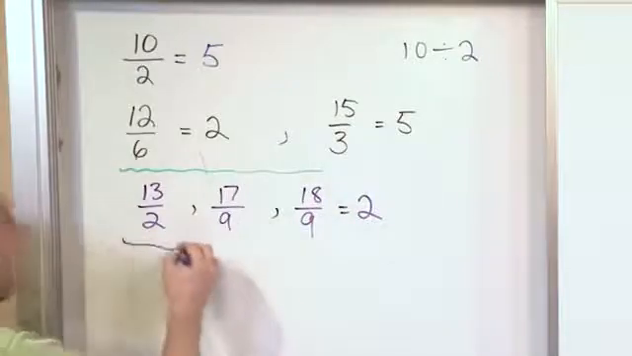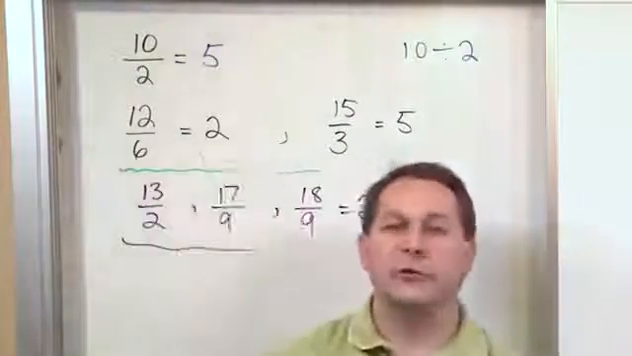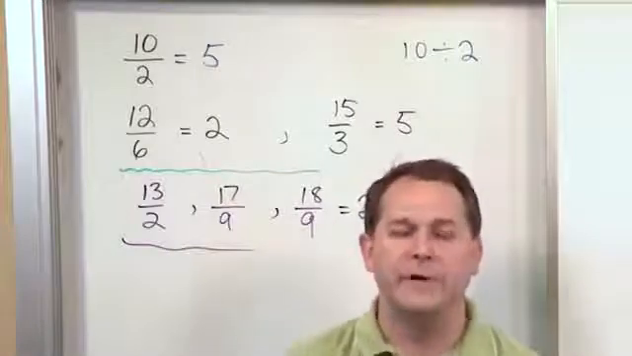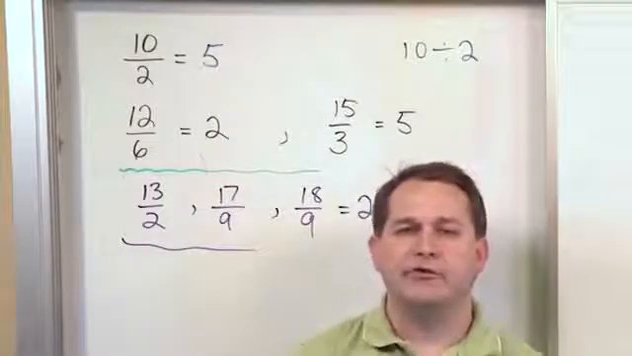All right, so basically, anytime you have an improper fraction with a bigger number on top than the bottom, and you're trying to simplify it, try to just divide it.